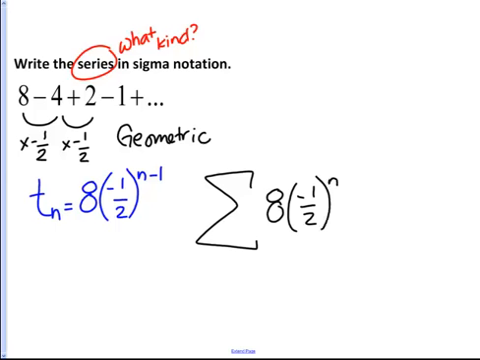The formula goes on the right-hand side. Since 8 is the first term, we know that we'll start with 1, and because this is an infinite series, it goes on forever, we'll end with infinity.